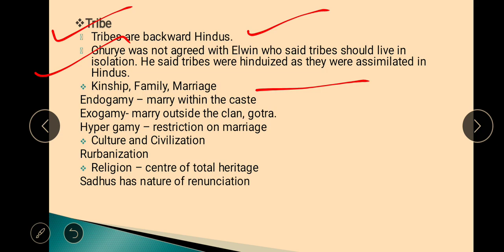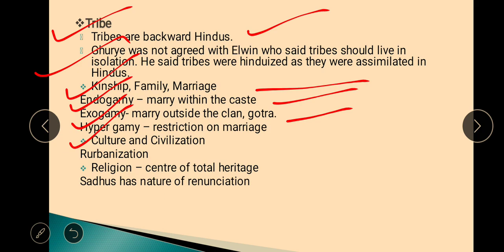He even talked on kinship, family and marriage. Here we'd find the three principles, two of which we have already discussed: endogamy, to marry within the caste group, exogamy, outside the clan, or you can say gotra, and the third one is hypergamy. Hypergamy is also a restriction on marriage where the upper caste man cannot marry the lower caste woman, right?